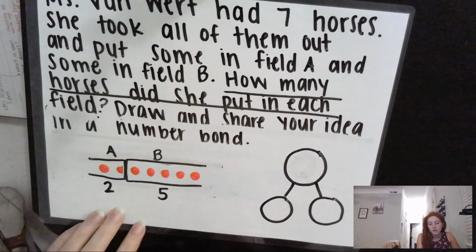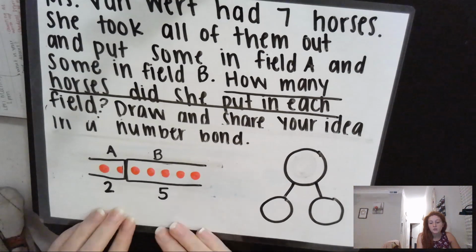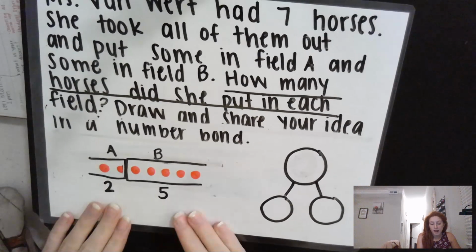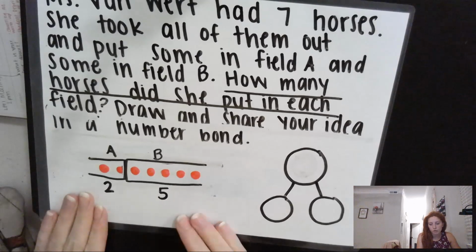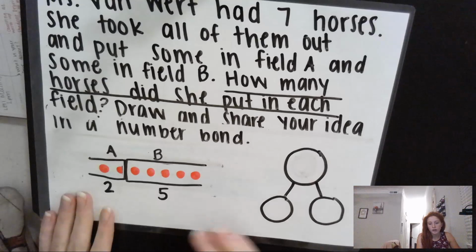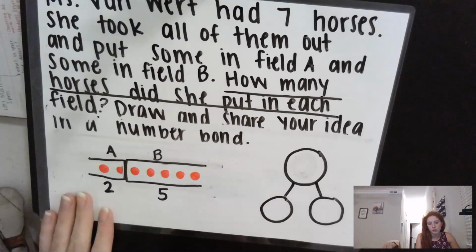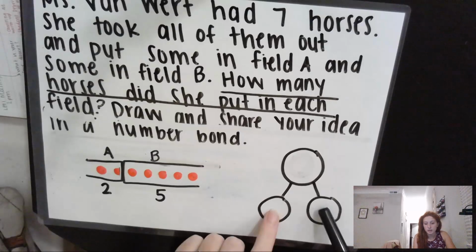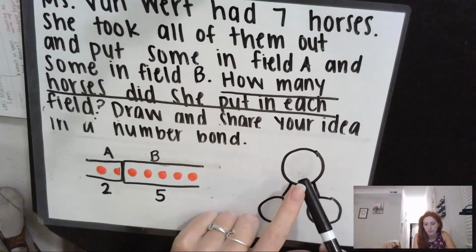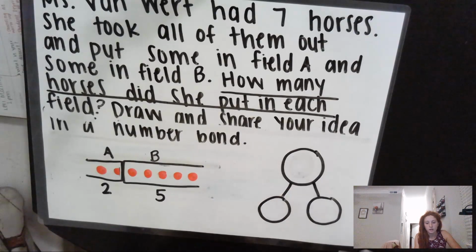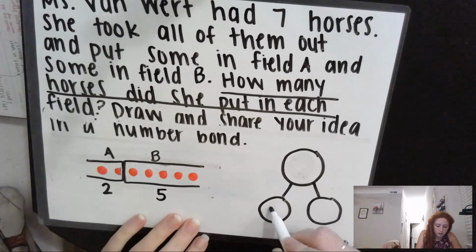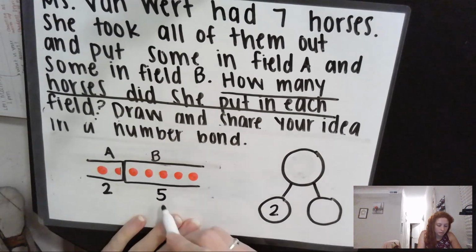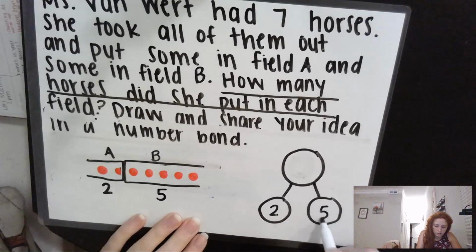So I know I'm not going to put A or B in my number bond. I need to put the numbers. So my numbers are 2 and 5. I have 1 group of 2 and I have 1 group of 5. So those are my parts. Where in my number bond am I going to put my parts? I'm going to put them in these 2 because these come together to make a big one, right? So I'm going to put the 2 here. I'm going to put the 5 here.